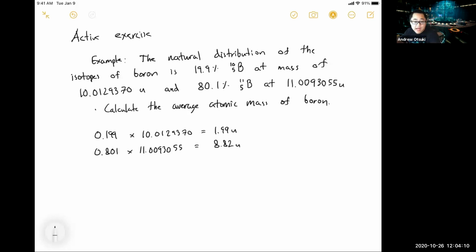Then we add those two together. So let's add them together: 1.99 plus 8.82. That should give us 10.81 atomic mass units. So now we have an average atomic mass for boron of 10.8.